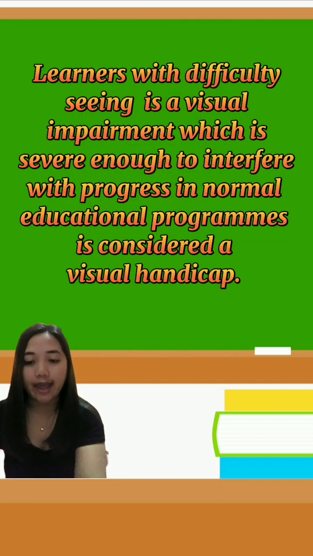Learners with difficulty seeing is a visual impairment which is severe enough to interfere with progress in normal educational programs. It is considered a visual handicap.